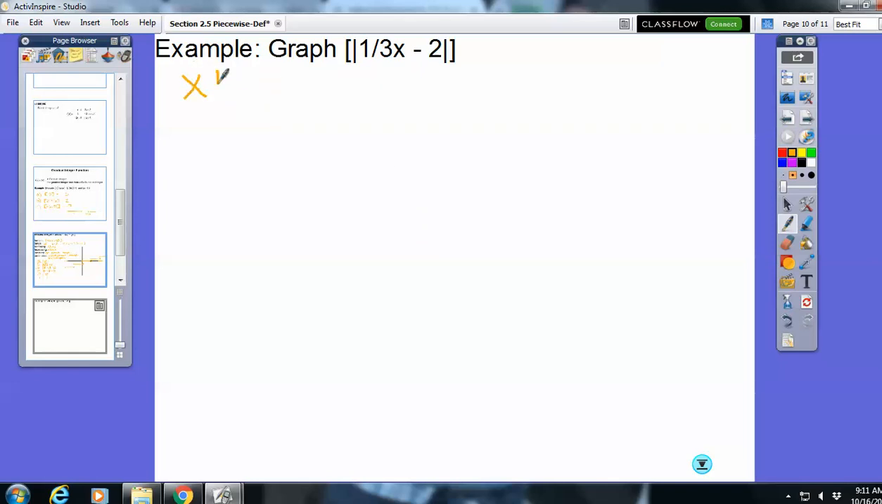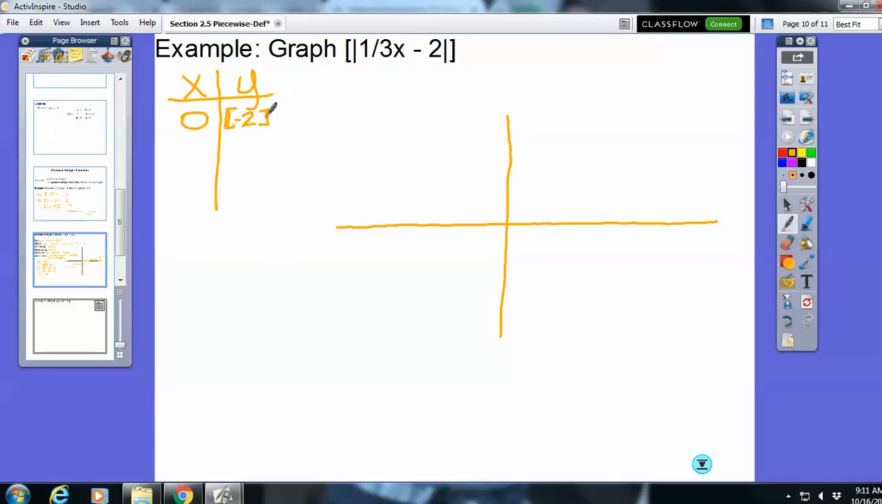Start by making our table. We need to get one complete step here. So probably the easiest thing is to always start by plugging in 0. 1/3 times 0 is 0. Minus 2 is -2. So we get the greatest integer of -2, which is -2. So (0, -2) is a point on my graph.